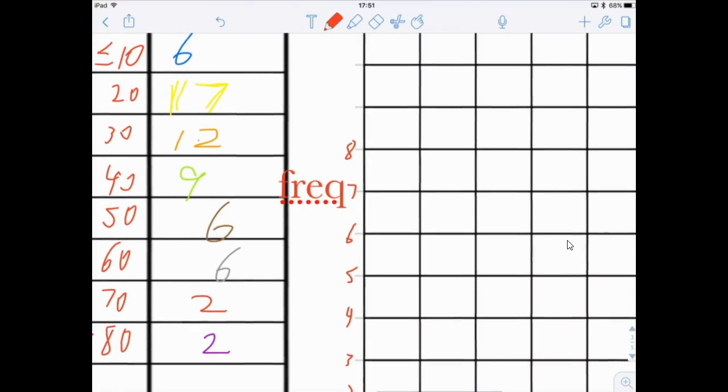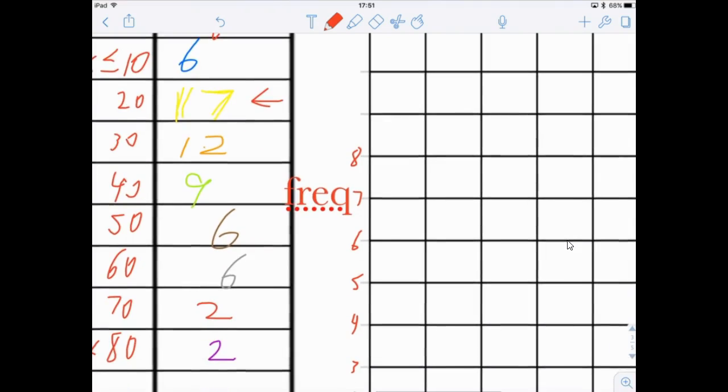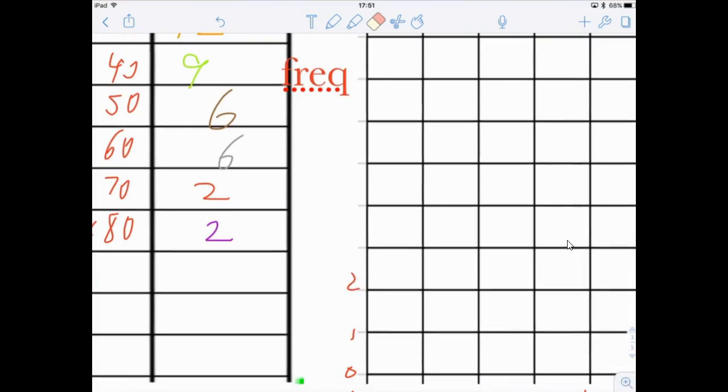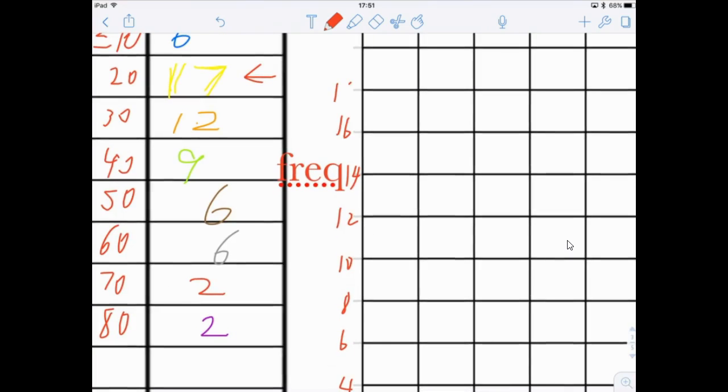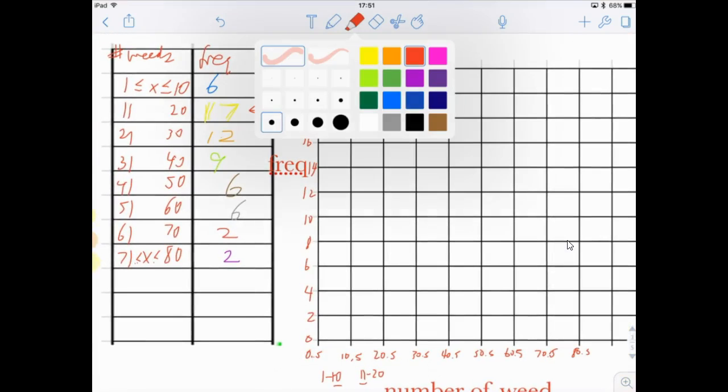And here on the frequency axis, I'm going to put 0, 1, 2, 3, 4, 5, 6, 7, 8. Oh, I hope I don't run out. Oh, I do run out of space. Look at that. I need to have numbers as big as 17. So I can't number by 1. I've got to number by 2. So I'm going to put 0, 2, 4, 6, 8, 10, 12, 14, 16, 18. Okay, and then I'm going to start making my bars.